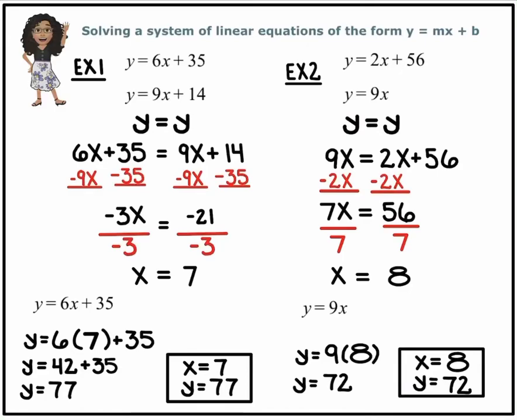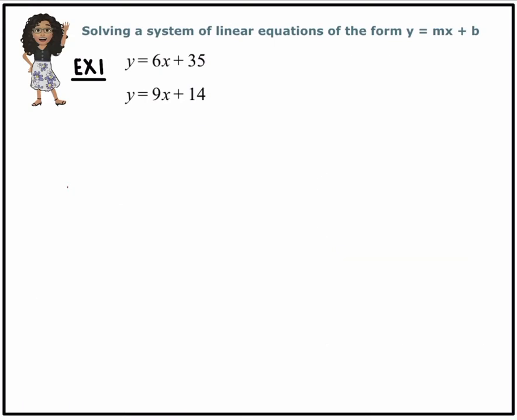In these examples, we will be solving a system of linear equations of the form y equals mx plus b. Here's our first example. Notice both of the equations, the y is already by itself. So I'm going to state the obvious using the reflexive property. y is equal to y.